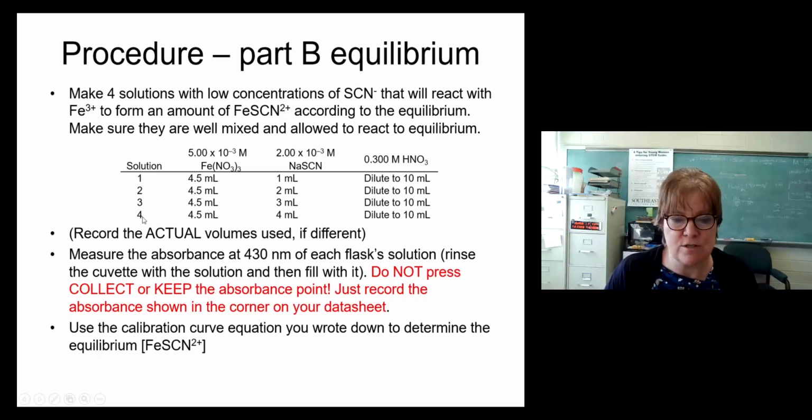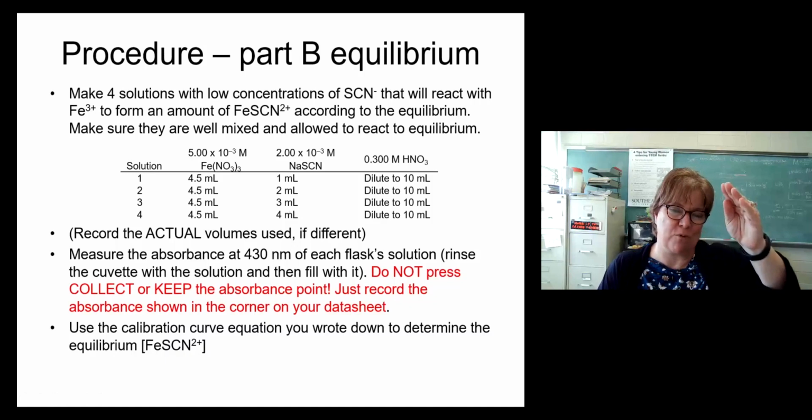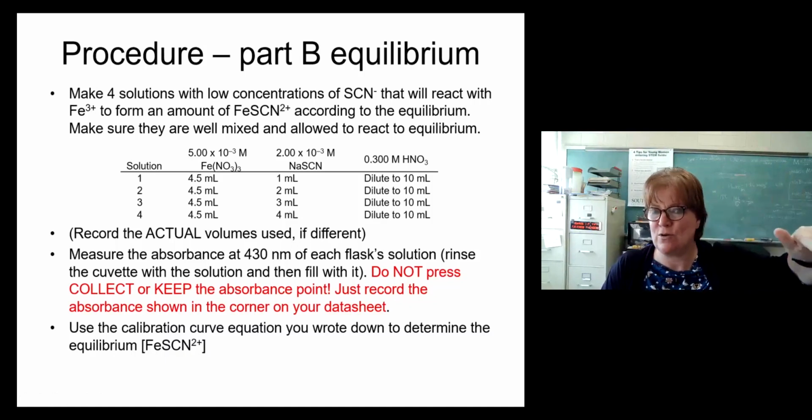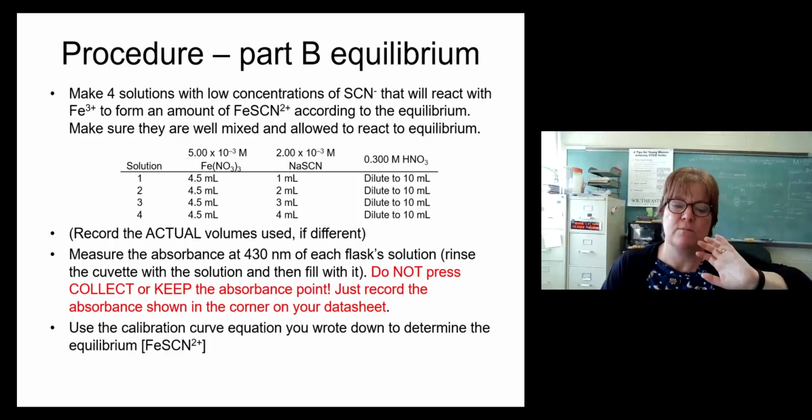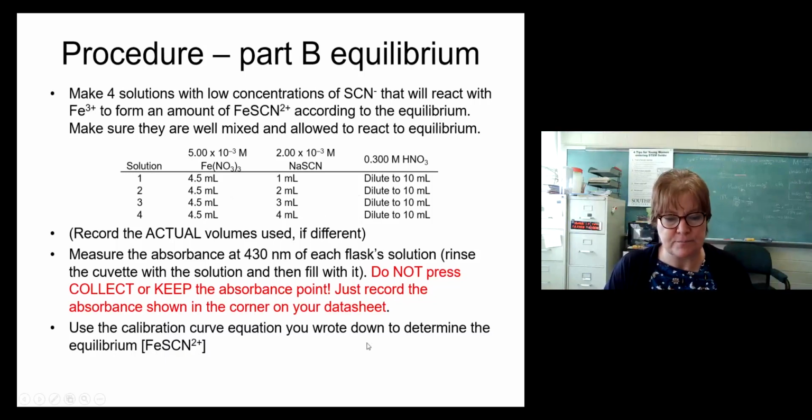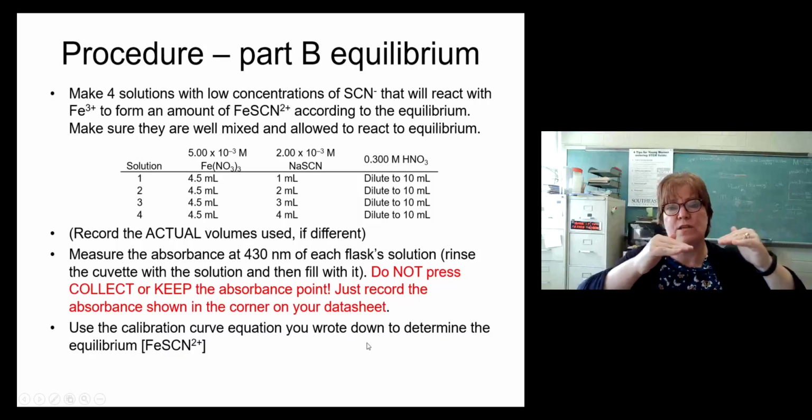So we're going to make these 4 solutions. These are in a 10 milliliter volumetric. The part A's are in a 25 milliliter volumetric. So we have to make 8 solutions, you notice, and there's a lot of measuring out. If you actually use different volumes than here, record what you actually use. So if you didn't quite get it to 4.50, it's 4.52, record 4.52, because we will calculate what these initial concentrations are. And then you're just going to record the absorbance.